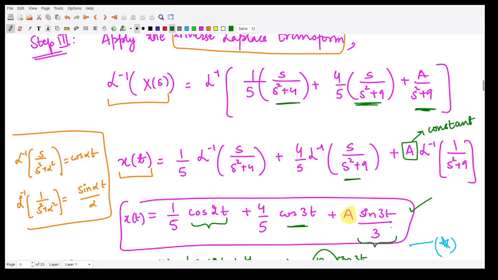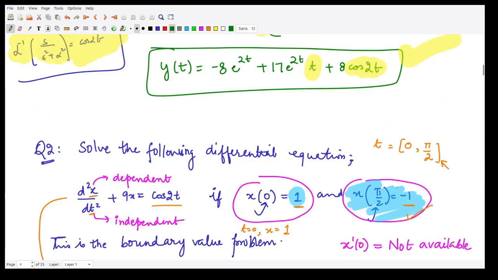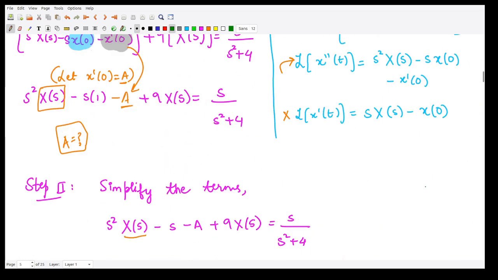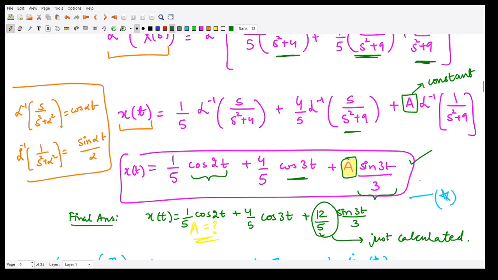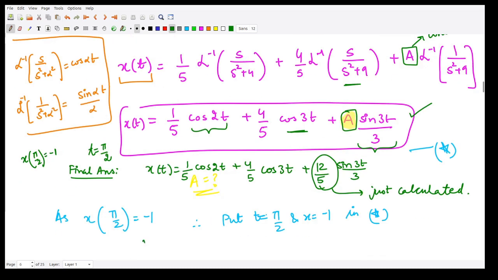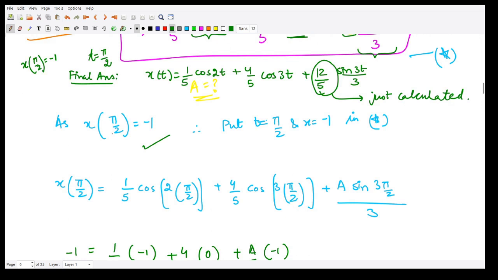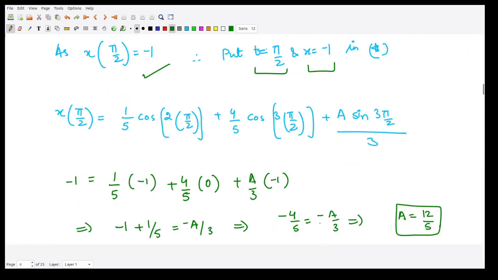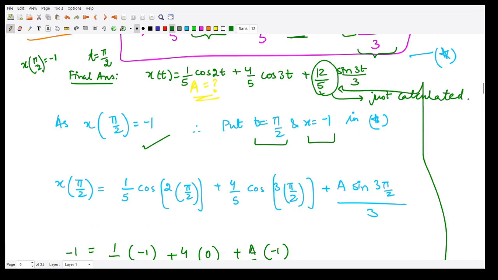So finally you obtain this solution, but this a here is an unknown quantity and we are to determine it through the given condition. What is the condition that is given to you? We are given x at the point pi by 2 is equal to -1. So we'll utilize this condition. Wherever we have t, we will substitute the value pi by 2, such that x of pi by 2 is equal to -1. Accordingly, we evaluate the value of a from here, and after simplification it comes out to be 12 by 5. You will substitute this value back here. So this becomes your final answer.